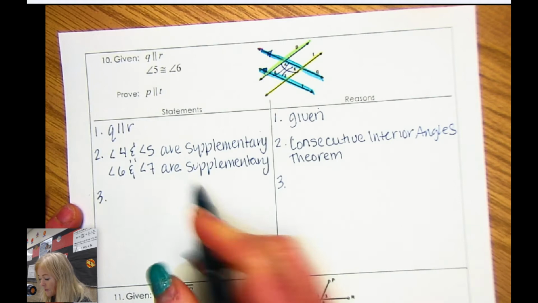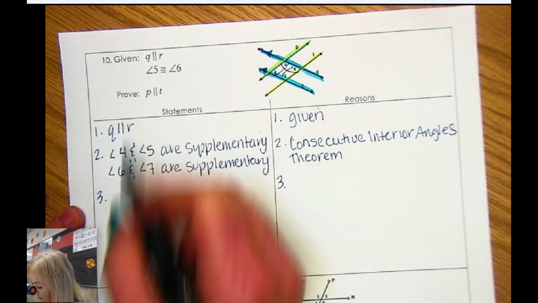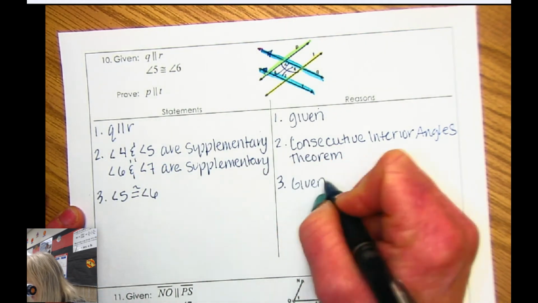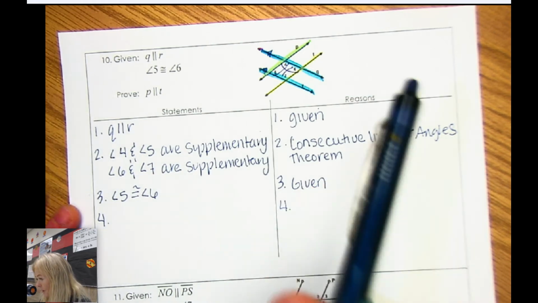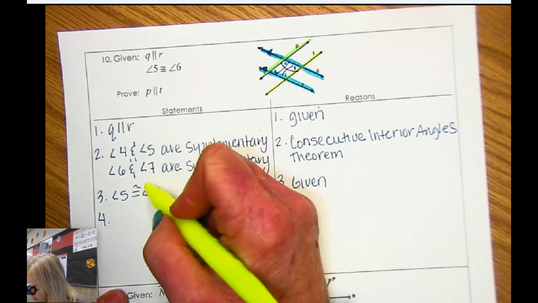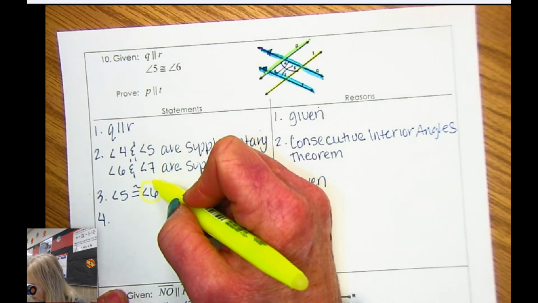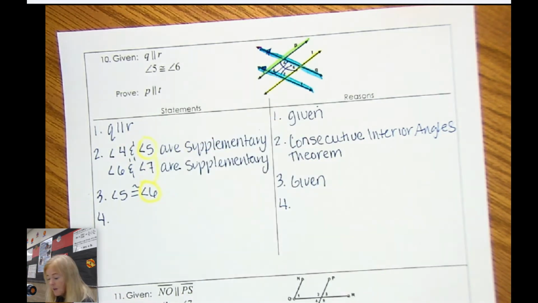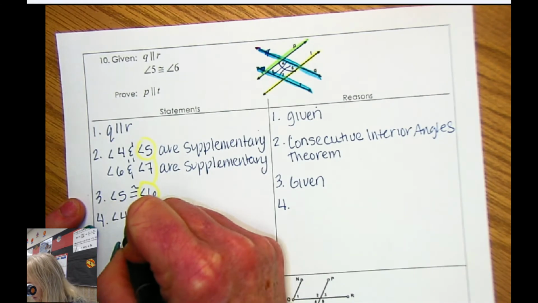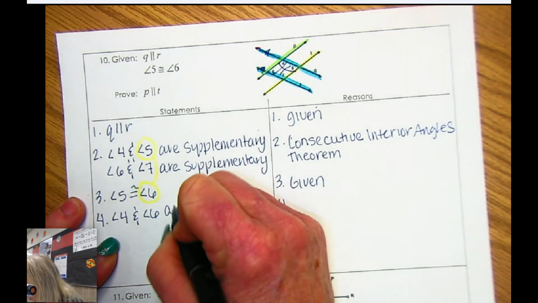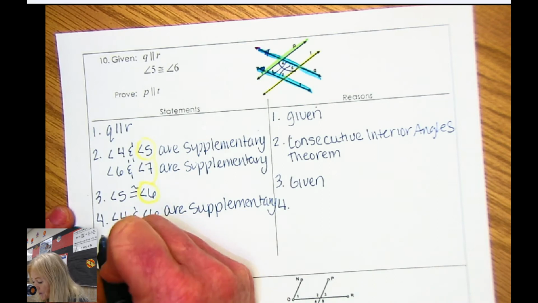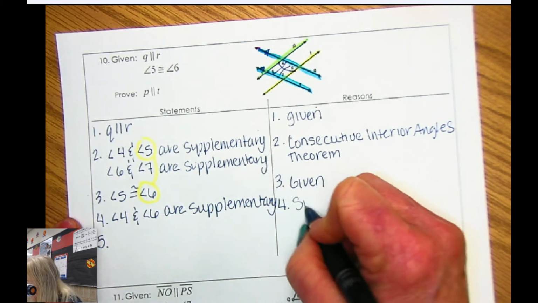Now that we've gotten two sets of supplementary angles, we can state that angle 5 and angle 6 are congruent, which was our given. And from that, we can just substitute. We can substitute angle 6 right here with angle 5 right here. So we're going to rewrite this line with angle 6 substituted in for angle 5. So angle 4 and angle 6 are supplementary. And that's substitution.